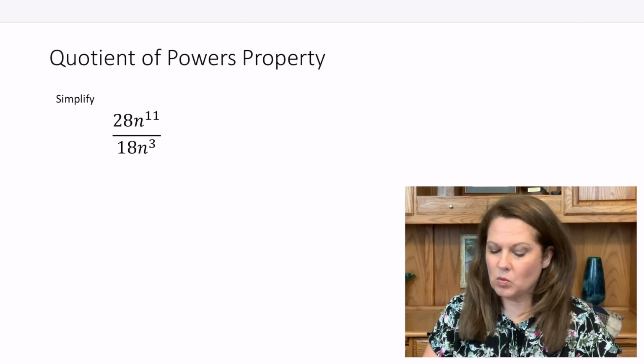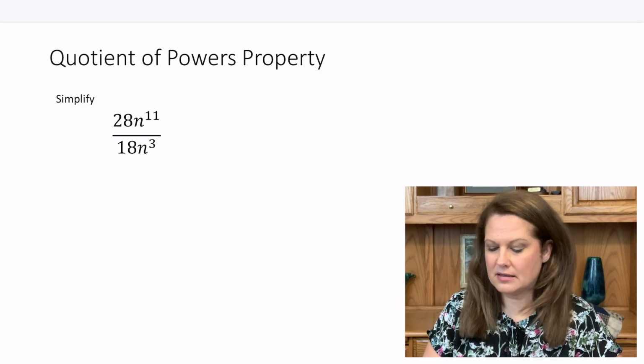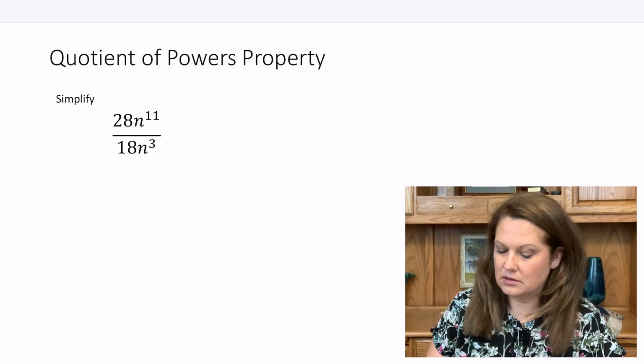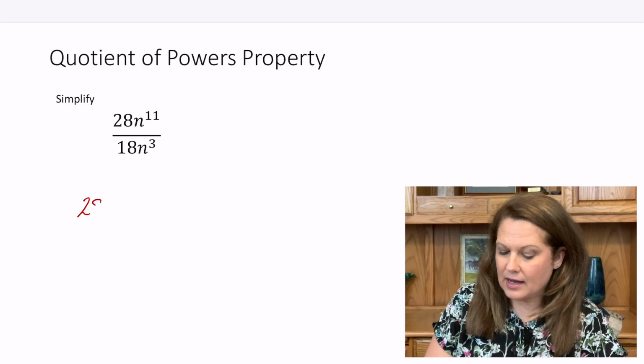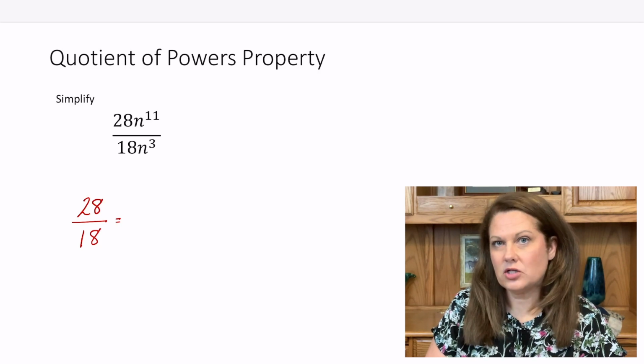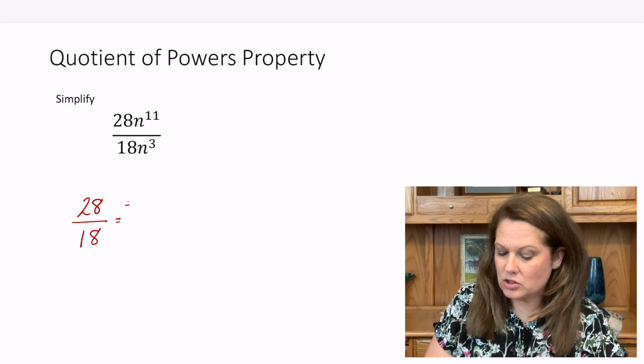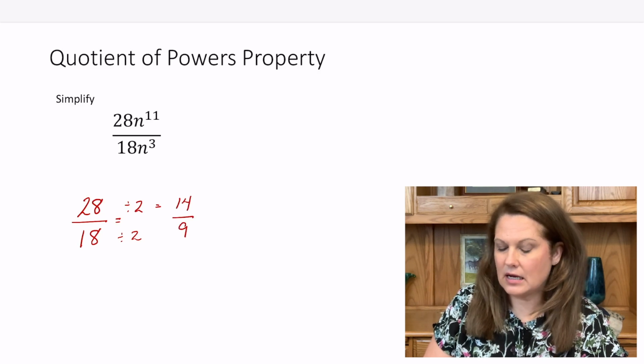This time we have 28n to the 11th divided by 18n to the 3rd. Break your coefficients out. 28 over 18. What does that simplify to? Okay, you can divide both by 2. 28 divided by 2 is 14, and 18 divided by 2 is 9.